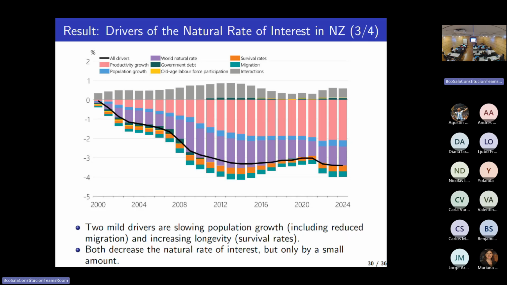Next, 2 mild drivers. The population growth, which is the migration and the population growth, and the government debt, so kind of the blues and the greenish. They're doing something, right? But they're not big players in anything that's happening here. So they're not irrelevant, but they're not major drivers of what's going on. It's all mostly the population, the productivity and the world natural rate that are mattering here.